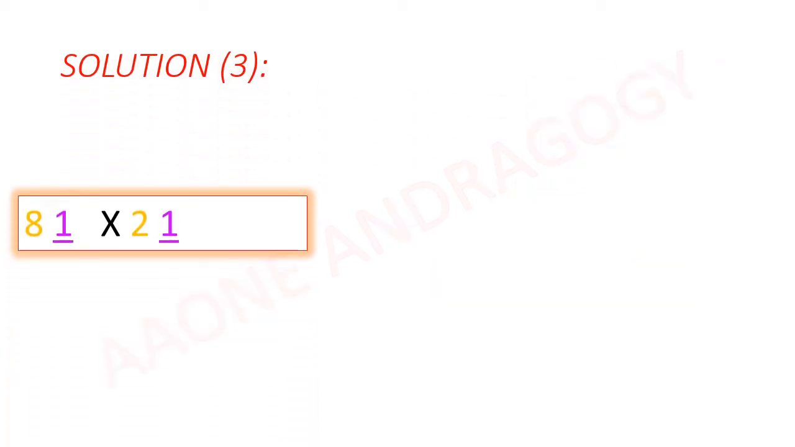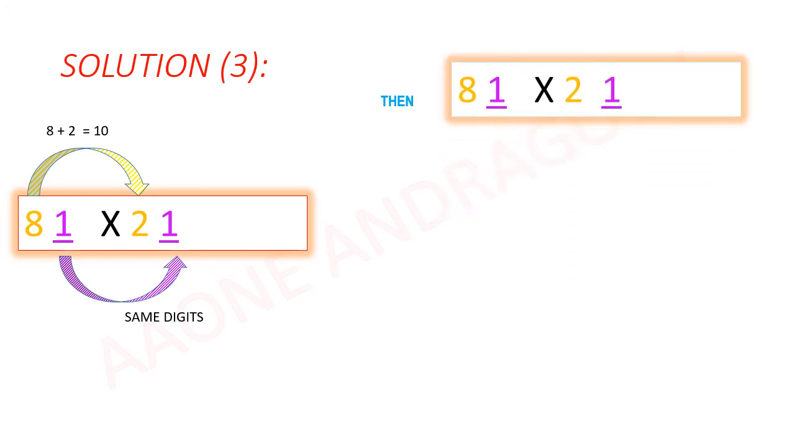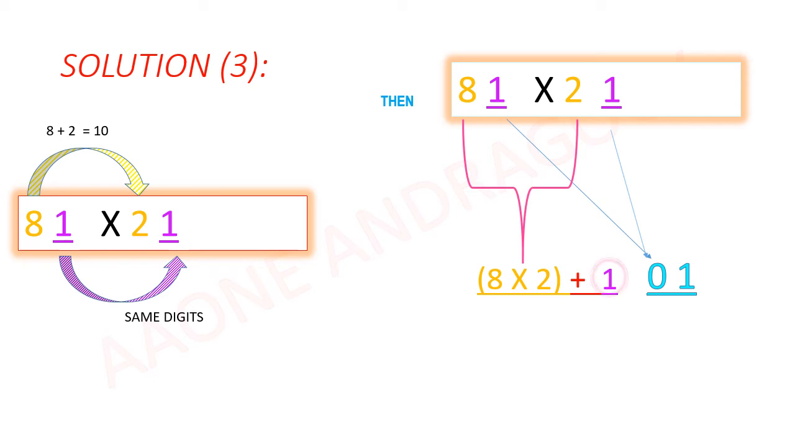Solution for the third question. 81 into 21. Here 8 plus 2 is 10. And the digits in the units place are also the same, that is 1. Now the answer will be 81 into 21. 1 square is 1. Constituting 2 digits, so including a preceding 0, so 01. And 8 into 2 plus 1, always the unit digit. So 8 into 2 is 16 plus 1, 17. Finally, 1701.